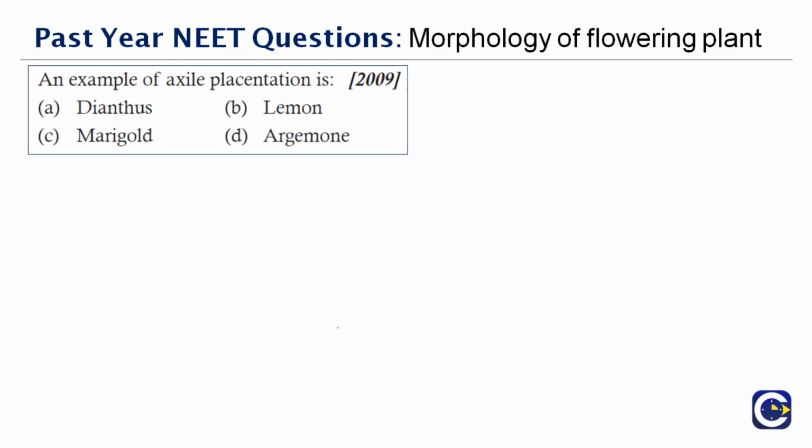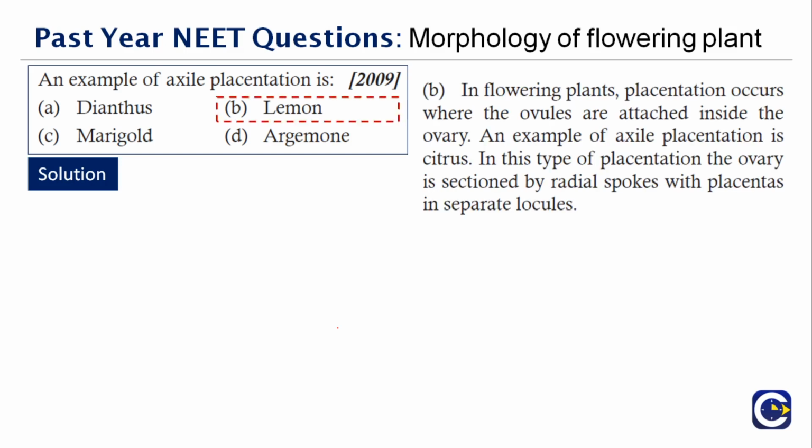Next question here. An example of axile placentation is dash. So this we already discussed. I think you must remember the answer by now, because we already discussed it in the early parts of the same chapter, and this question is a repeated one. Axile placentation is found in, yes, the answer is lemon. In flowering plants, placentation occurs when the ovules are attached inside the ovary. An example of axile placentation is a citrus fruit, which is lemon. In this type of placentation, the ovary is sectioned by radial spokes with the placenta in the separate locules. Therefore the right answer to this question is option B.